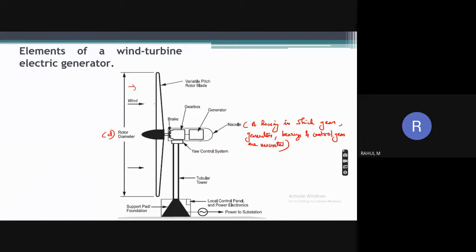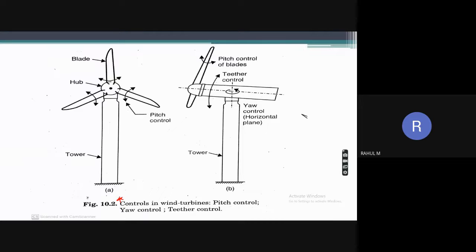Similarly, if the wind direction is in the opposite direction, you need to rotate this base arrangement so that you can utilize the maximum wind coming from the other direction as well. For all these purposes, we need different control systems. This is a very important topic, and these are the main three control systems in a wind turbine: pitch control, yaw control, and tether control. Please make a note of this diagram. After that we will have a discussion.